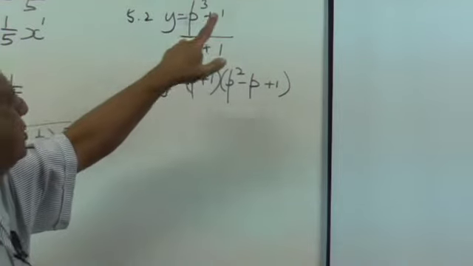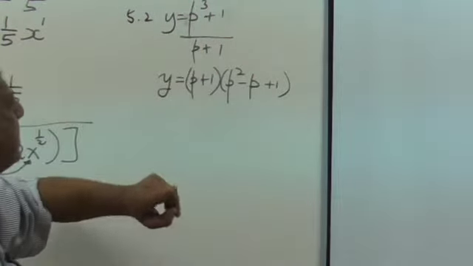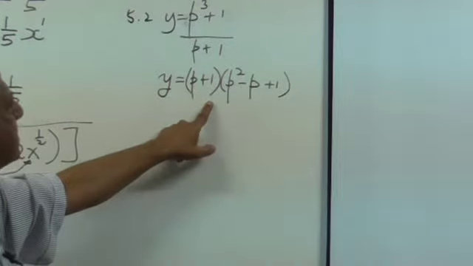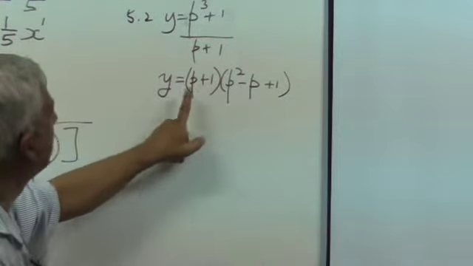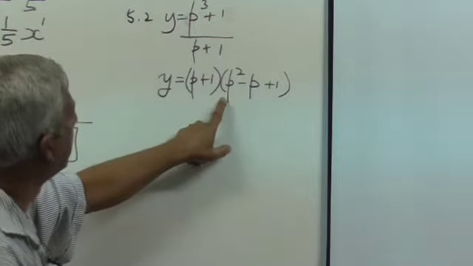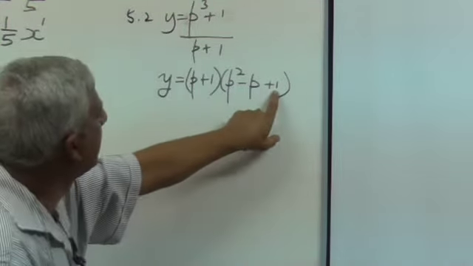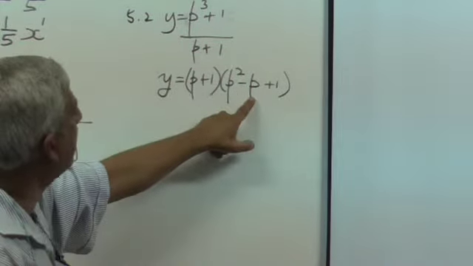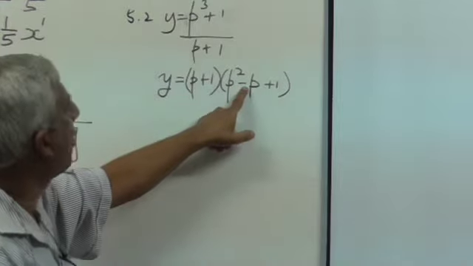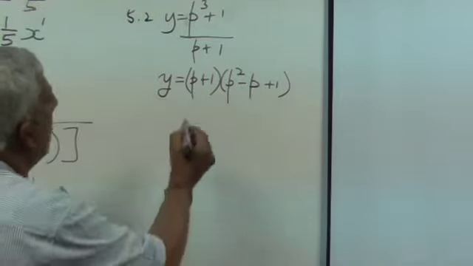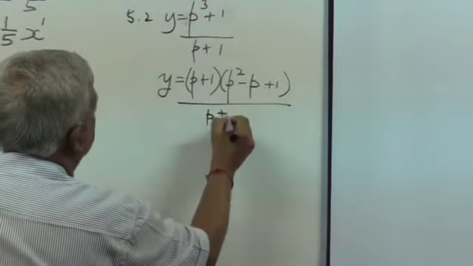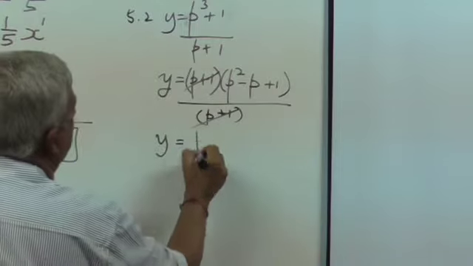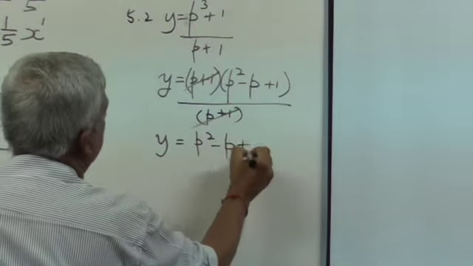Whether it's a sum of 2 cubes or difference of 2 cubes, you factorize the same way. If it's p plus 1, then here it will be p plus 1 first. Then in the second bracket, it will be p squared in the beginning, it will be 1 squared in the end. In the middle, it will be p times 1, which is p. This is plus, that will be opposite, it will be minus. All over p plus 1. These will cancel, and your final question is really p squared minus p plus 1.